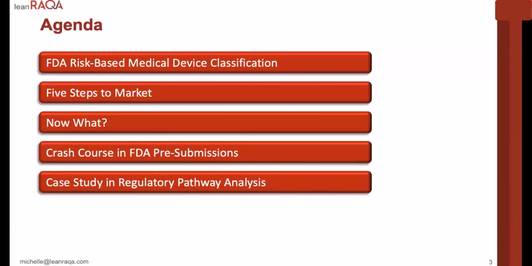So today we're going to go through the FDA risk-based medical device classification. We'll talk about 5 steps to market. Once you get your product to market, now what? We'll go through a crash course in FDA pre-submissions and a case study and regulatory pathway analysis.